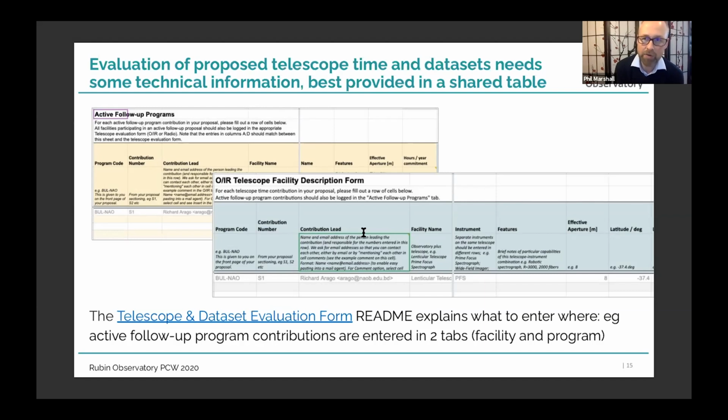Please do add a row as you need it, but do take care not to edit the cells in other people's rows.